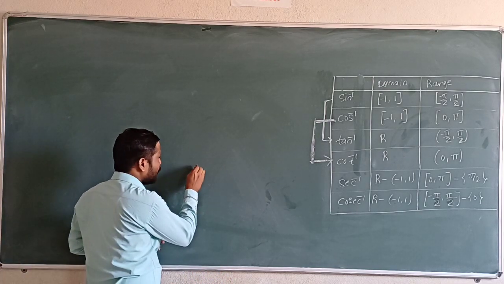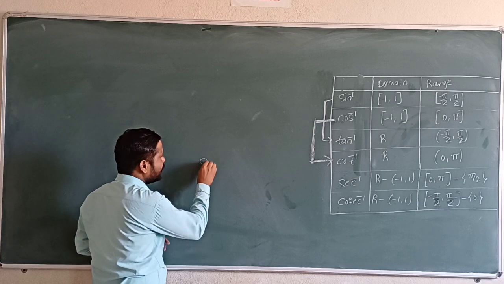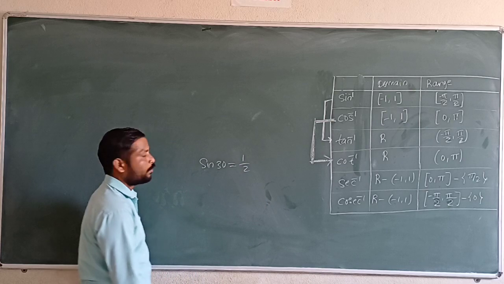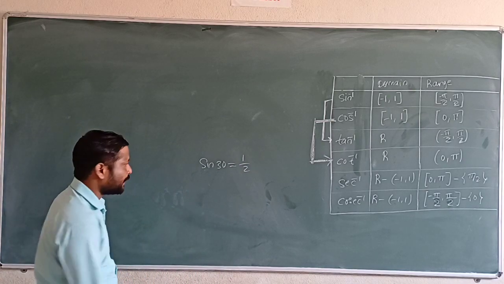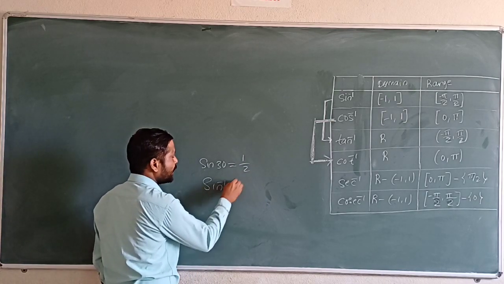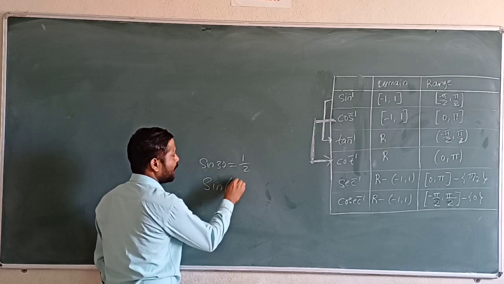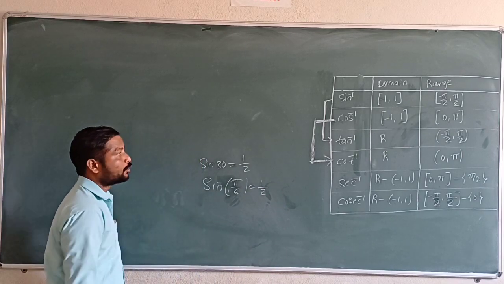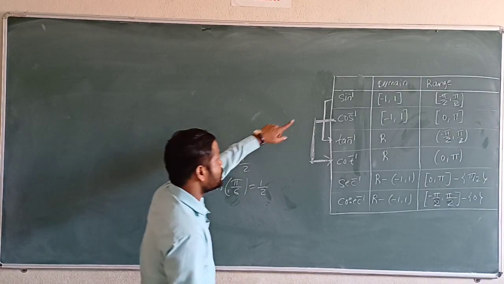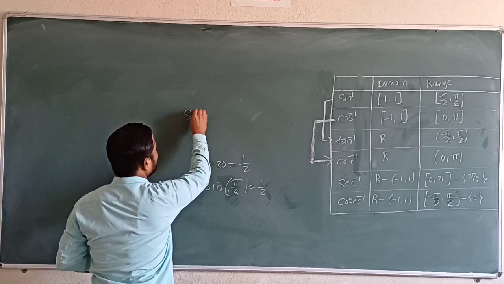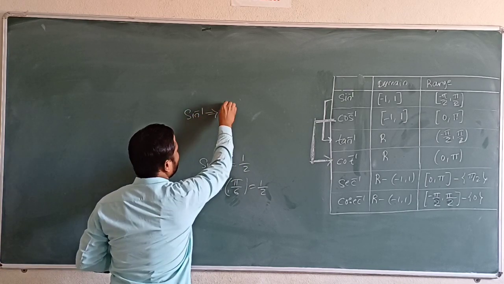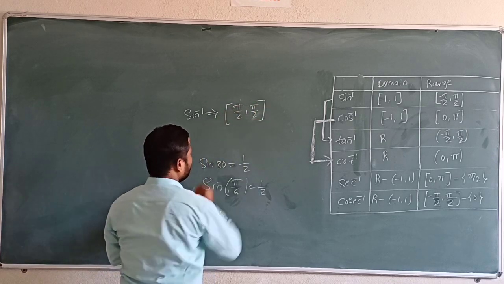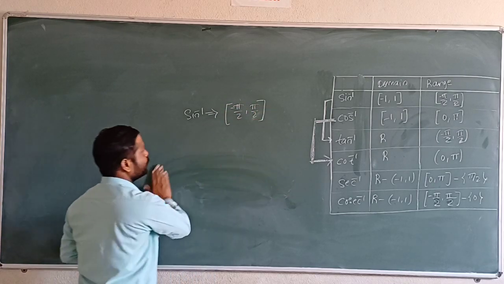See here, now tell me, sine of 30 degrees is equal to what value? That is 1 by 2. Same as sine inverse, sine of pi by 6 is also 1 by 2. Meaning the sine range is a closed interval minus pi by 2 to plus pi by 2, right? Minus pi by 2 to plus pi by 2.